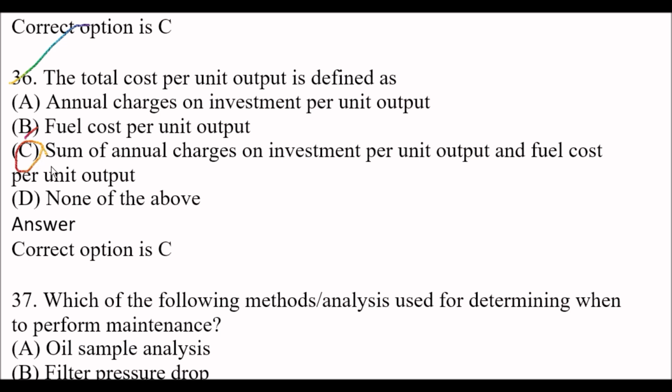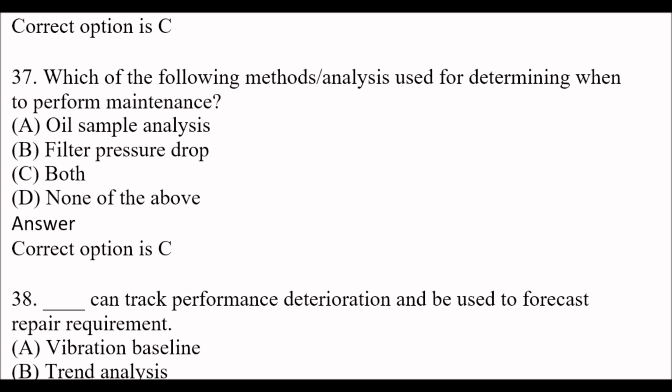The total cost per unit output is defined as sum of annual charge on investment per unit output and fuel cost per unit output. Okay. Next question. Which of the following methods analysis used for determining when to perform maintenance? Option A, oil sample analysis. Option B, filter pressure drop. Option C, both. Option D, none of the above. Right answer is option C, both.